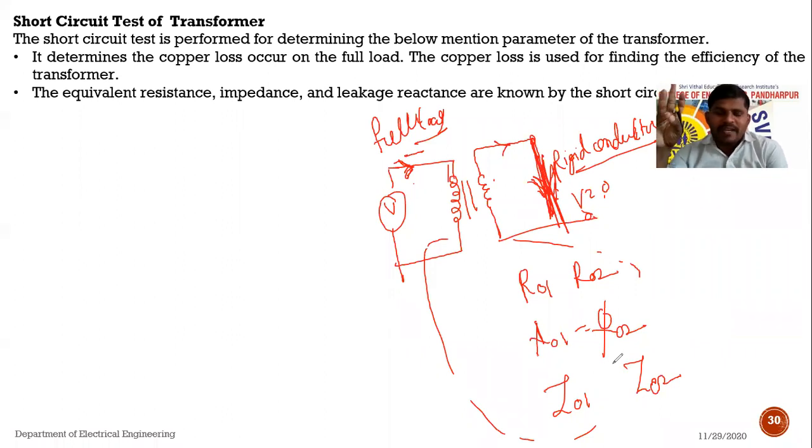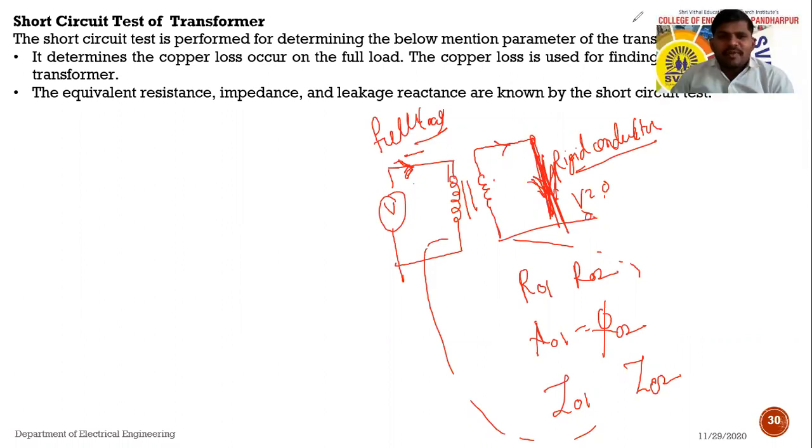So the equivalent circuit parameters are equivalent resistance at load condition, equivalent reactance at load condition, and equivalent impedance at load condition. That means by performing the short circuit test, these two parameters can be obtained. That is the copper loss, and once the copper loss and no load losses are known, we are able to calculate efficiency. And the equivalent resistance, reactance, and impedance can be calculated by performing a short circuit test.